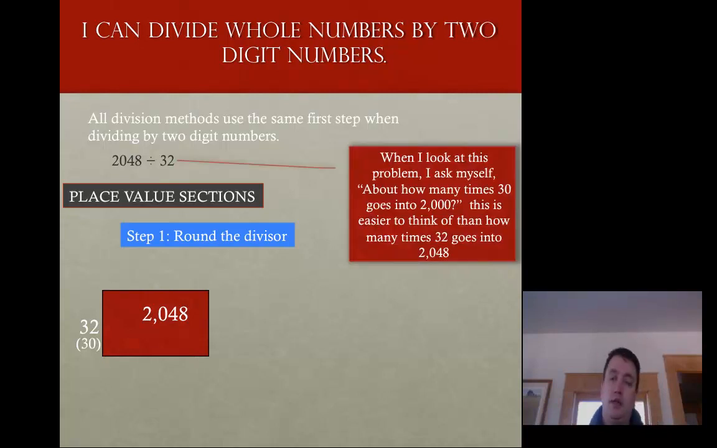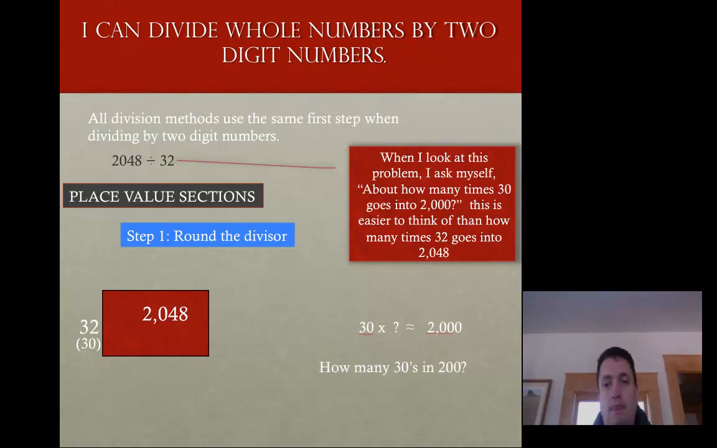Now, when I look at this problem, I'm really going to be looking at it to simplify it in my mind. I'm going to ask myself how many times 30 goes into 2,000. I know that sounds like a lot, but it's really not too bad, and it's a lot easier to think of than how many times 32 goes into 2048. So the first thing I'm going to ask myself is about how many times 30 goes into 2,000.